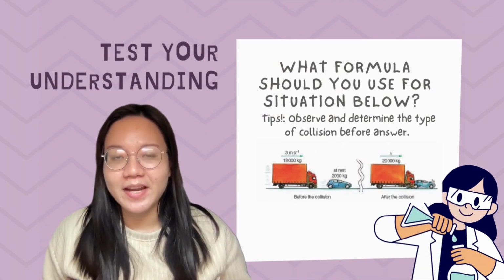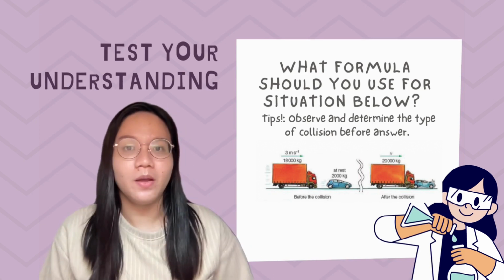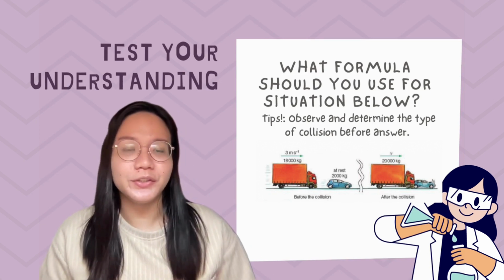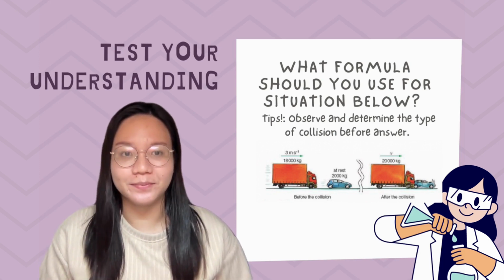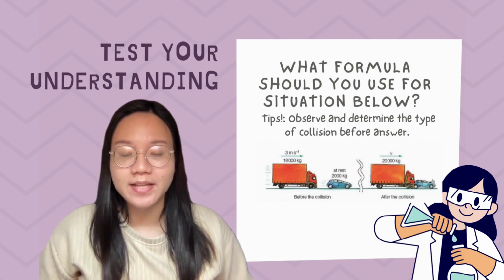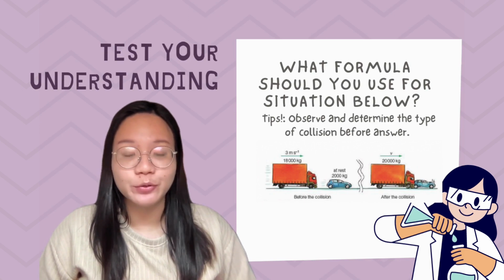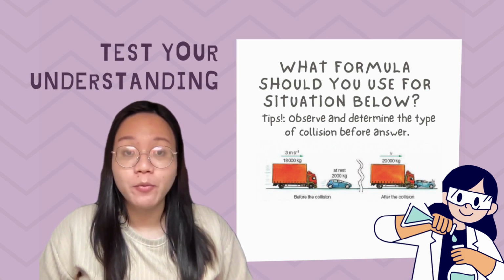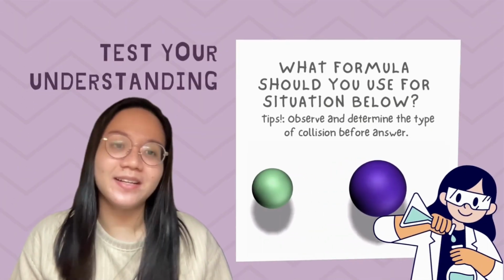Do you understand everything so far? Let's test your understanding. What formula should you use for the situation below? Since the collision is inelastic type, you can use the formula m1u1 plus m2u2 equal to m1 plus m2 times v. Let's try another one.